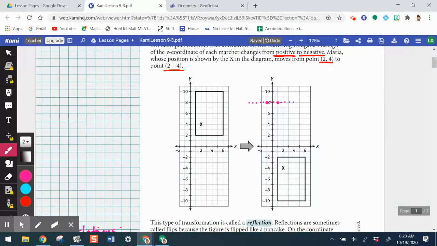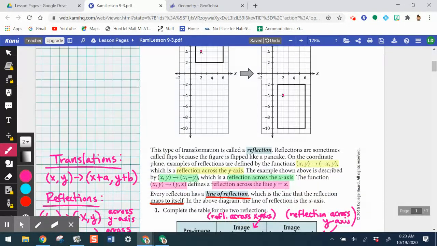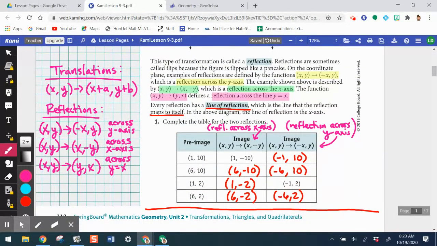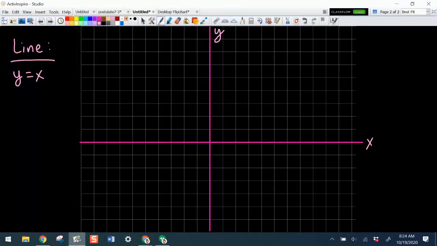We saw that Maria went from (2, positive 4), which is here on the coordinate plane, to (2, negative 4), which is here on the coordinate plane. They still have the same x value, positive 2, but the y value changed signs, because when you reflect across the x-axis, the y coordinate changes. And the last function we see here is a reflection across the line y equals x. Every x and y literally swaps. I wanted to show you that line. A lot of students are unfamiliar with the line y equals x, so I wanted to take a second and show you that on my other screen.